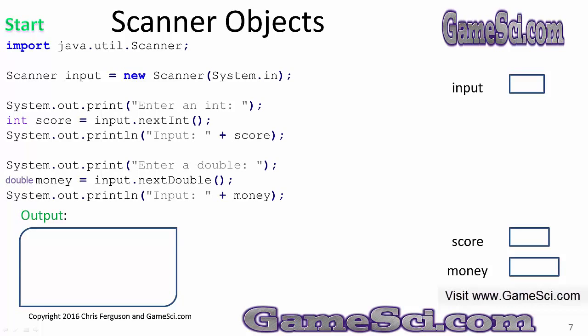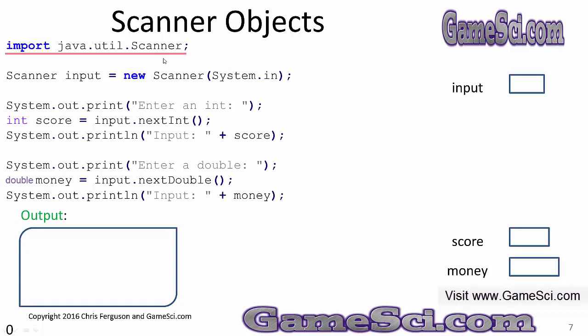Let's start out. The way we use a scanner object is we do an import command at the top of our code. At the top of our Java program, we're going to do an import of java.util.Scanner. Scanner is what's known as a class, and a class is used to build an object. So what we're doing here is we're adding the scanner class to our program.